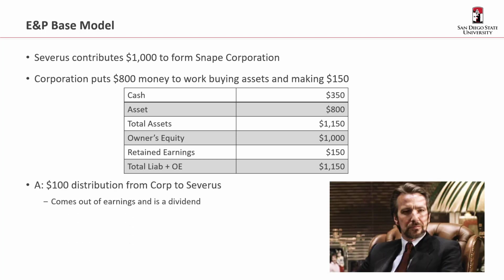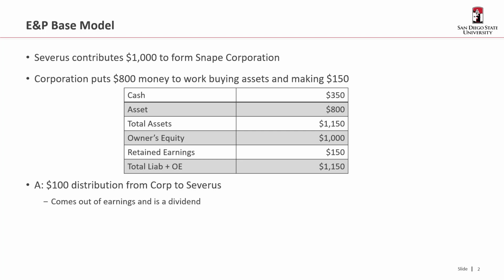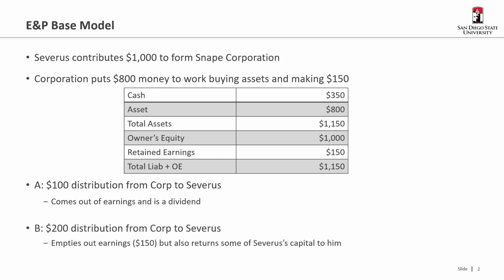So let's say that Snape Corporation makes a $100 cash distribution to Severus. Let's assume that that comes out of earnings. As a result, that's a dividend, right? So we know that the corporation made $150. It's distributing $100 of those dollars to Severus. That's the classic example of a dividend.